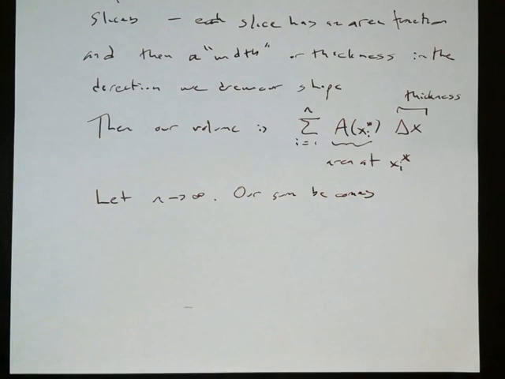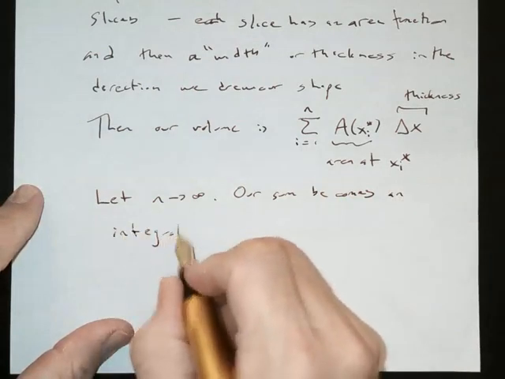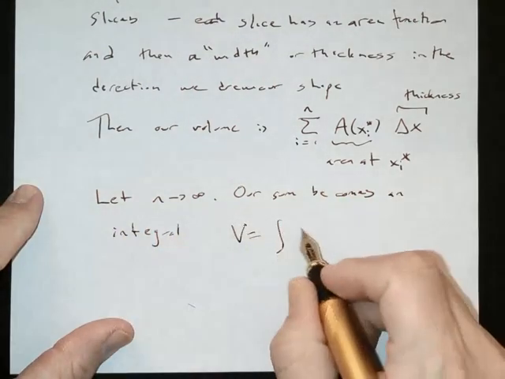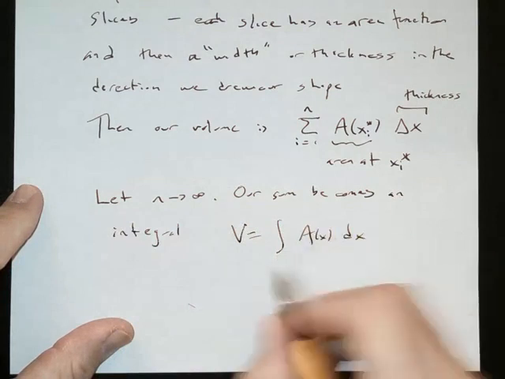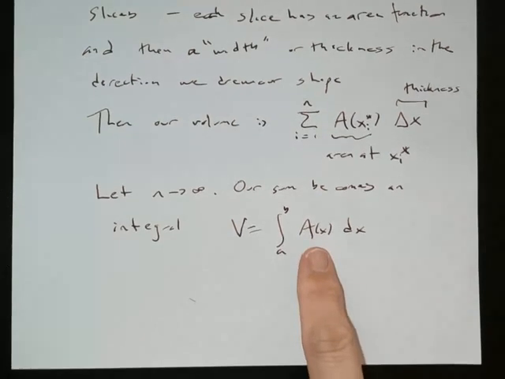Sum becomes an integral, where here A and B are the left and right edges of our shape along the x-axis. As long as I can find a function to slice stuff up, this works perfectly.